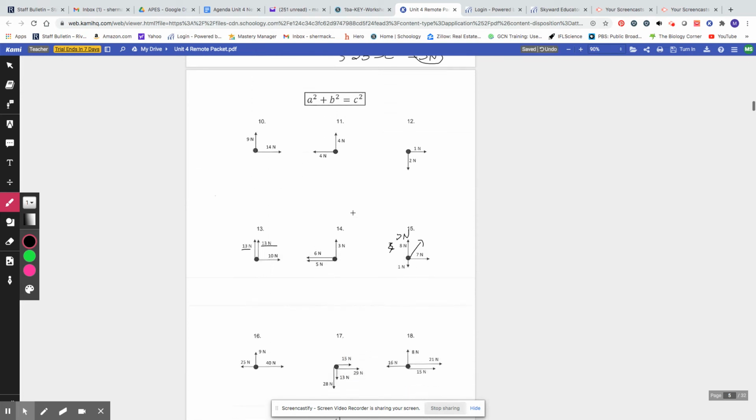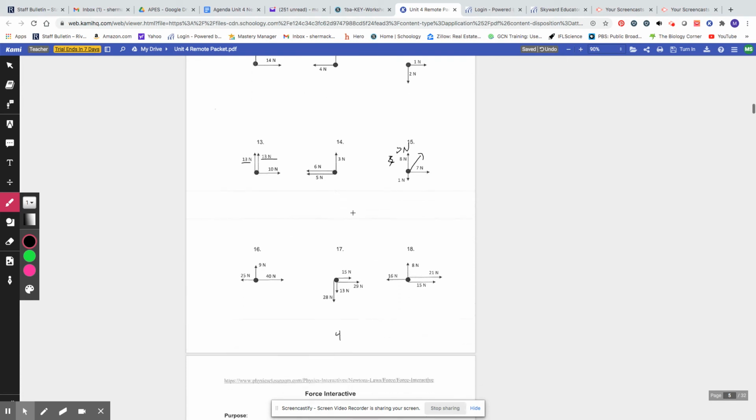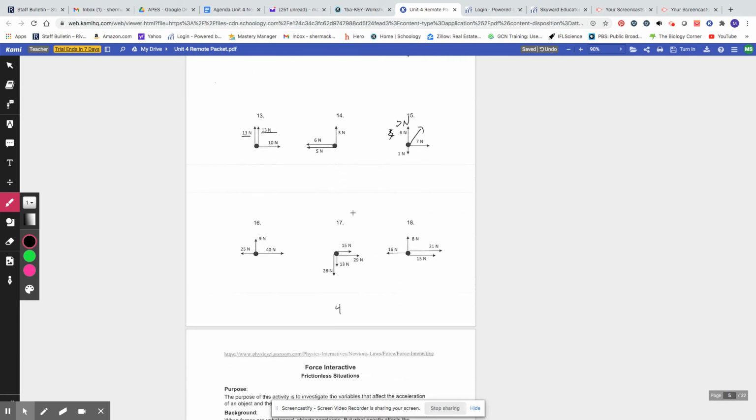Scrolling down, we have some more complex problems here. Let's look at number 15. Number 15, we first have to determine the net force going in the y direction. And then we can use a squared plus b squared to figure out the net force going in the upward right direction.